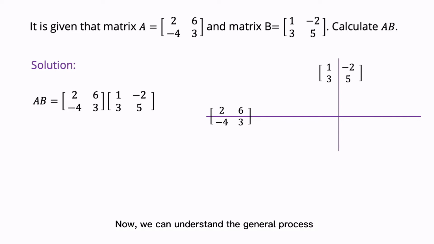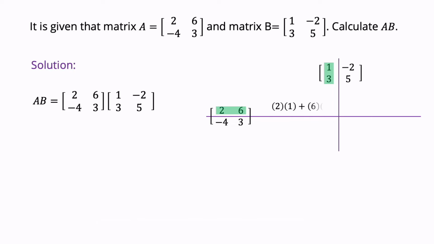Now, we can understand the general process of matrix multiplication by this technique. Matrix multiplication indicates rows by columns multiplication. We multiply and add the elements as follows. We work across the first row of the first matrix, multiplying down the first column of the second matrix, element by element, then add the resulting products. Our answer goes in position A11 of the answer matrix.